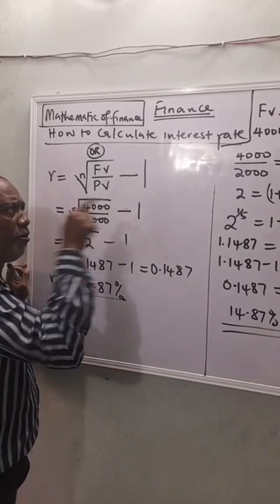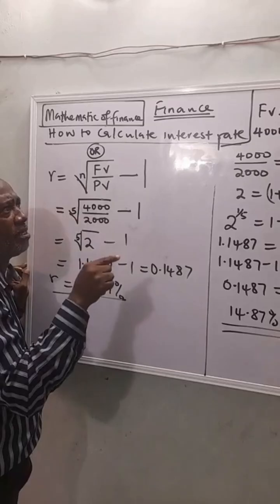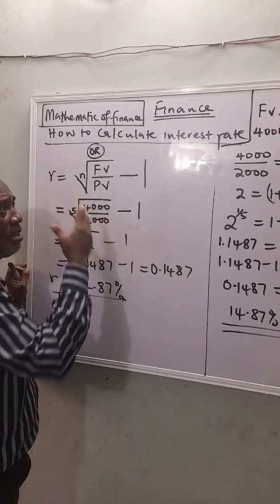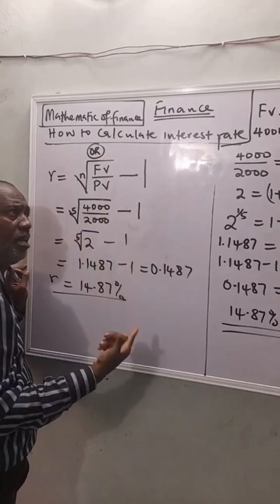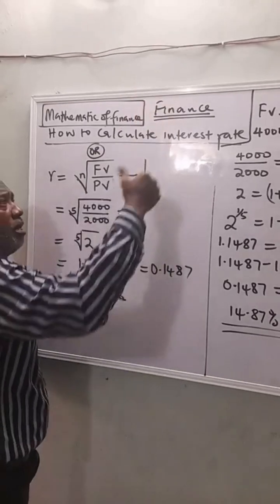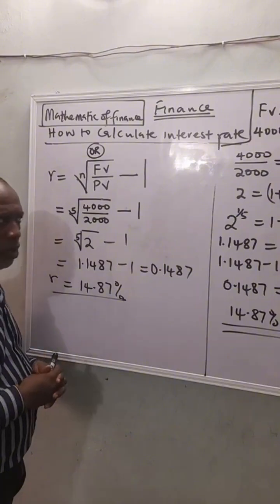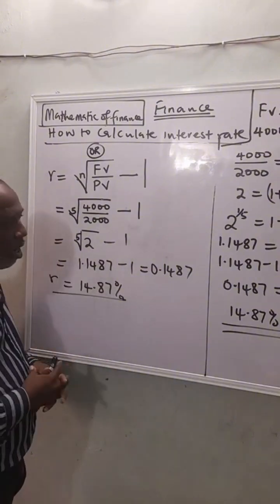And in this same formula of mathematics of finance, there is R there. So what I've just done now was to calculate that. Some other time we'll learn how to calculate N, and some other time we'll learn how to calculate present value. Stay tuned as we progress in this particular course.